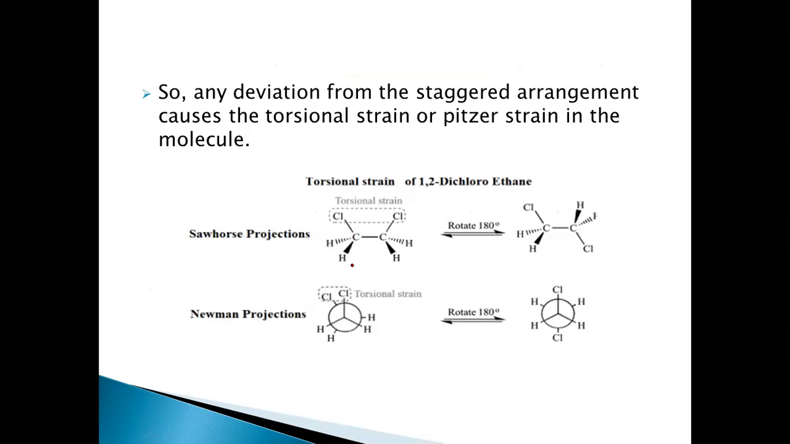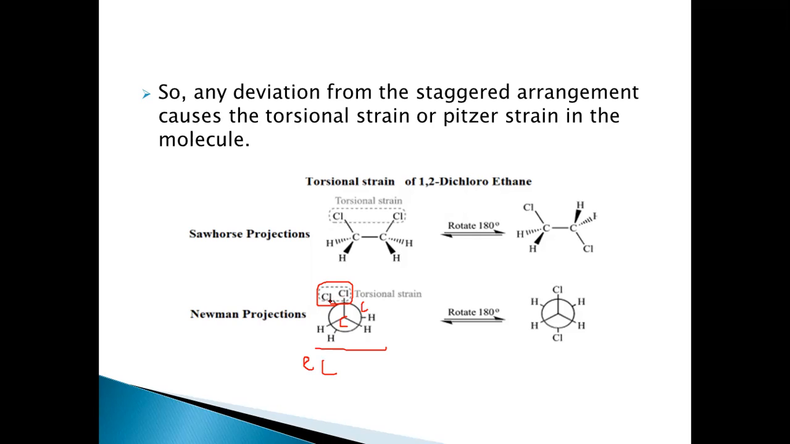Take a substituted ethane molecule. When we look at the Newman projection formula of this particular molecule, these two chlorine atoms are in an eclipsed conformation. The two chlorine atoms on the two carbon atoms, this is one carbon and the back one is this carbon, are suffering from eclipse strain, where the two chlorine atoms are just one behind the other. So there is a strain in the molecule, which is the torsional strain or the eclipse strain.